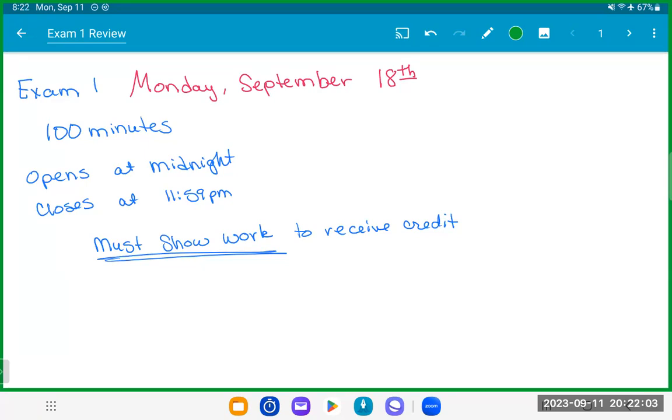On the day of the exam, I will post an announcement. The announcement will go out at midnight. It'll have a link to not only the exam, but it'll also have a link to where you can upload your work. You can also access both of those from the assignments tab in the left-hand pane in Canvas. So you'll have two avenues to get to that problem.